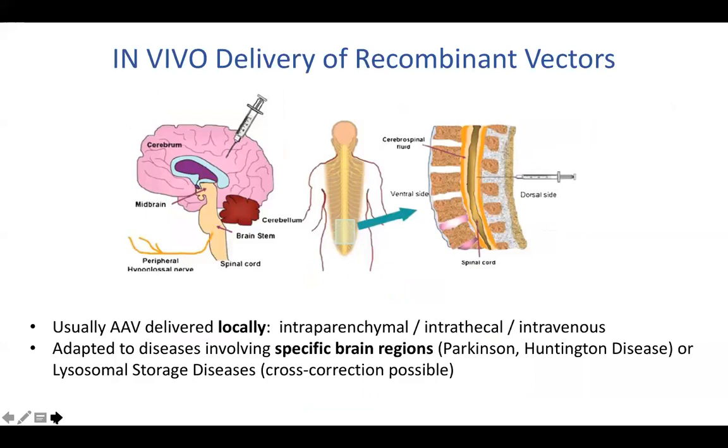In vivo delivery can be directly into the brain. It can go into the spinal fluid space that you access when you get a lumbar puncture, but it can also go directly into the bloodstream intravenously. And this has been applied to different neurological disorders, and it's good to understand where the target gene is needed.